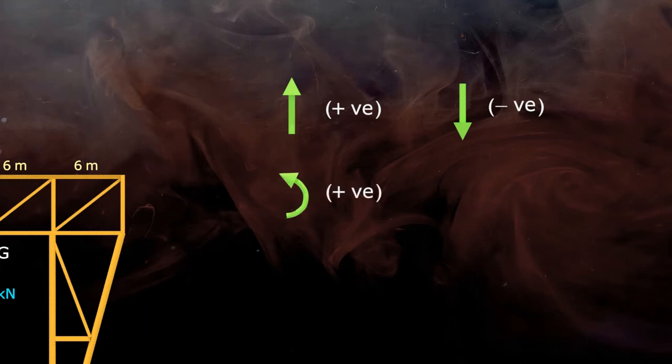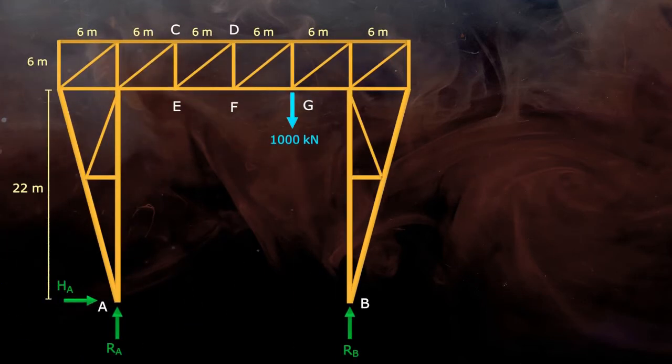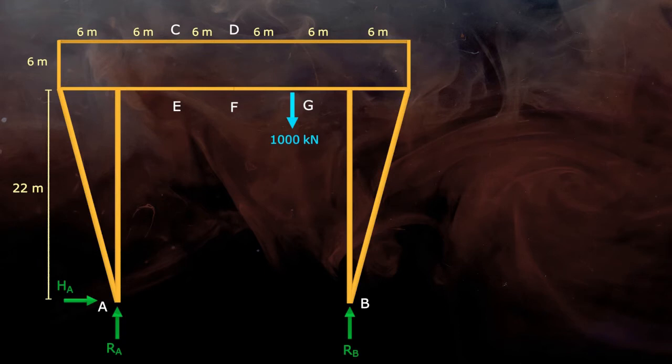Let's see the sign conventions we are going to use. Upward force will have a positive sign and force acting in downward direction will have a negative sign. Similarly, anti-clockwise moment will be positive while clockwise moment will be negative. Now consider the free body diagram of the truss as a whole. For this, consider only the external forces and reactions and ignore the forces acting on members.